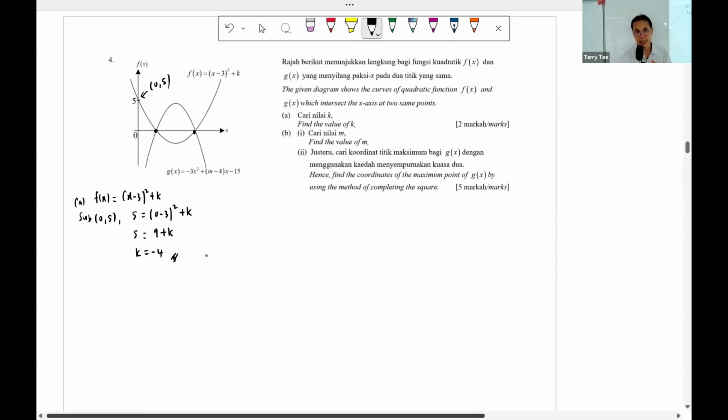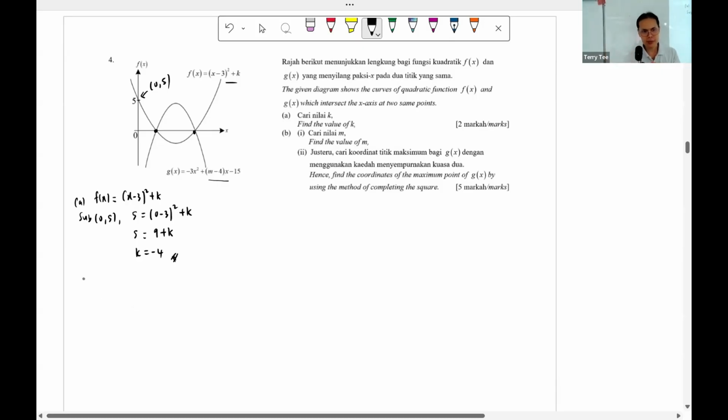Now next I want to find the value of m. How to find m? Well, m belongs to the second function. But what is the relationship between the first function and second function? Like I said just now, they intersect at the same points. So if they intersect at the same x-axis, they must have the same roots. You can actually use SOR-POR without finding the roots.